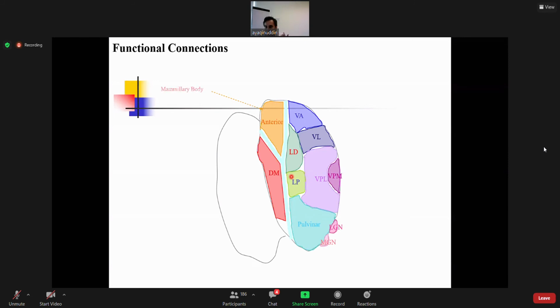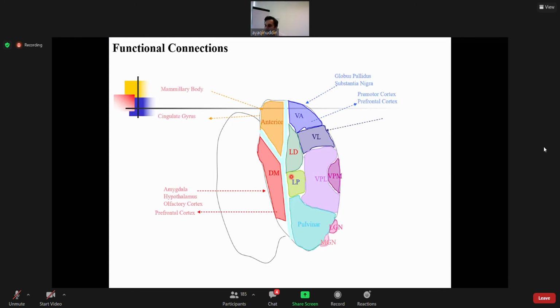The anterior nucleus, as we said, receives the mammillothalamic tract. The output is to the cingulate gyrus, which is part of the limbic system. The dorsomedial nucleus receives fibers from the amygdala, hypothalamus, and olfactory cortex. The output is going to go to the prefrontal cortex. The ventroanterior is mainly receiving the fibers from the basal ganglia, so globus pallidus and substantia nigra reticulata. Output is going to go to the premotor and prefrontal cortex.